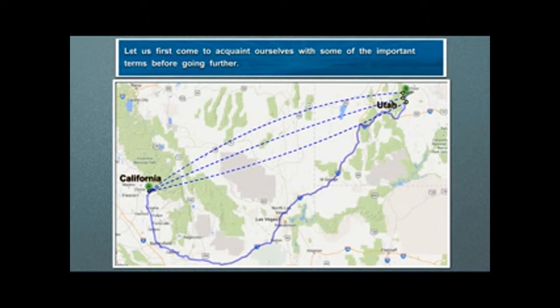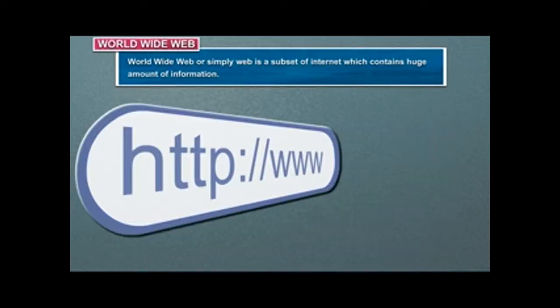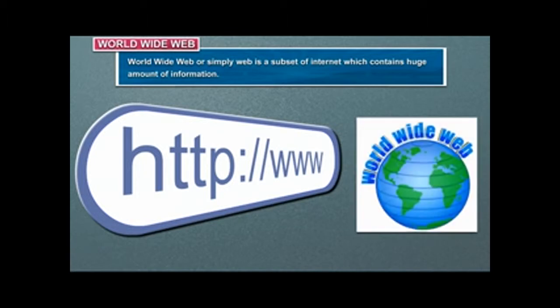Let us first acquaint ourselves with some of the important terms before going further. World Wide Web. World Wide Web, or simply Web, is a subset of Internet which contains a huge amount of information. This information is a combination of text, graphics, audio, video, etc. www allows users to access the data on the Internet.